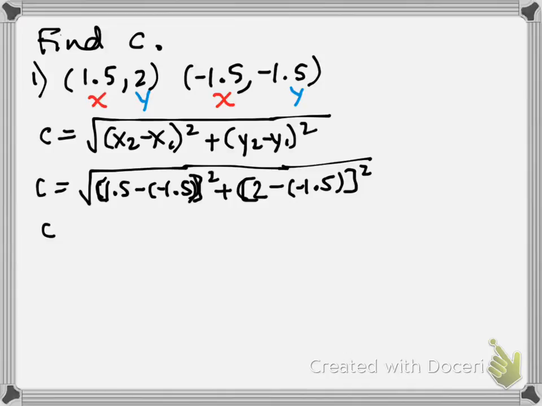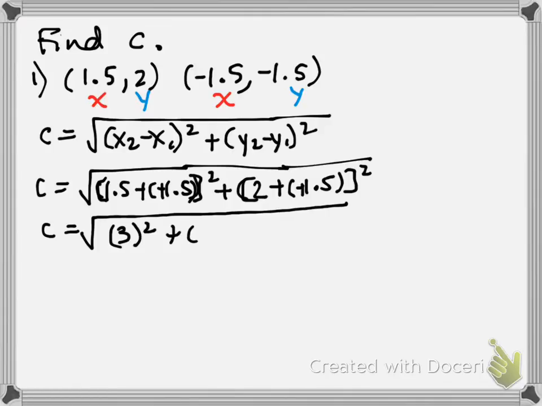So you got to watch out with that subtraction. The subtraction is always in the problem. So this is going to give me two positives. So what's 1.5 plus 1.5? Oh, that worked out nicely. So we're going to square 3. And then here we had two positives. And what's 2 plus 1.5? So we have 3.5. And we're going to square that.